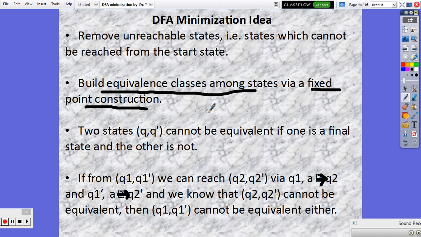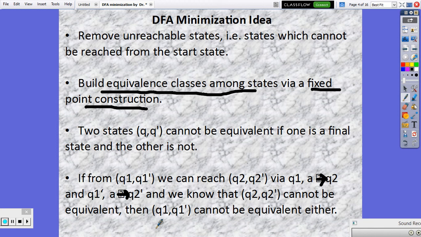Now when I say equivalent classes, let us understand that two states Q and Q dash cannot be equivalent if one is final state and other is not. So two states are said to be equivalent only if either both the states are non-final or both the states are final. Then only they are said to be equivalent.